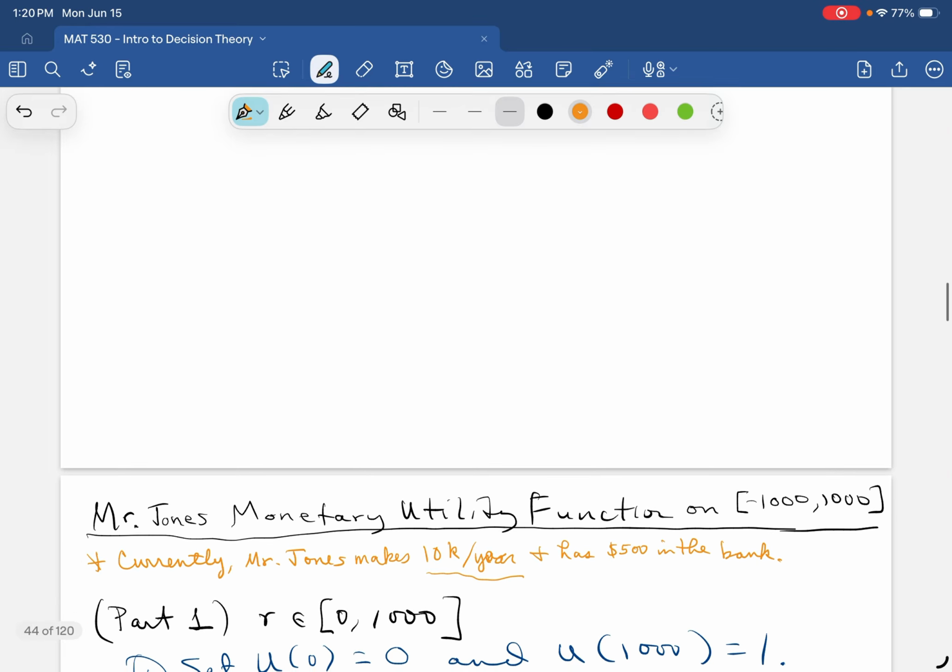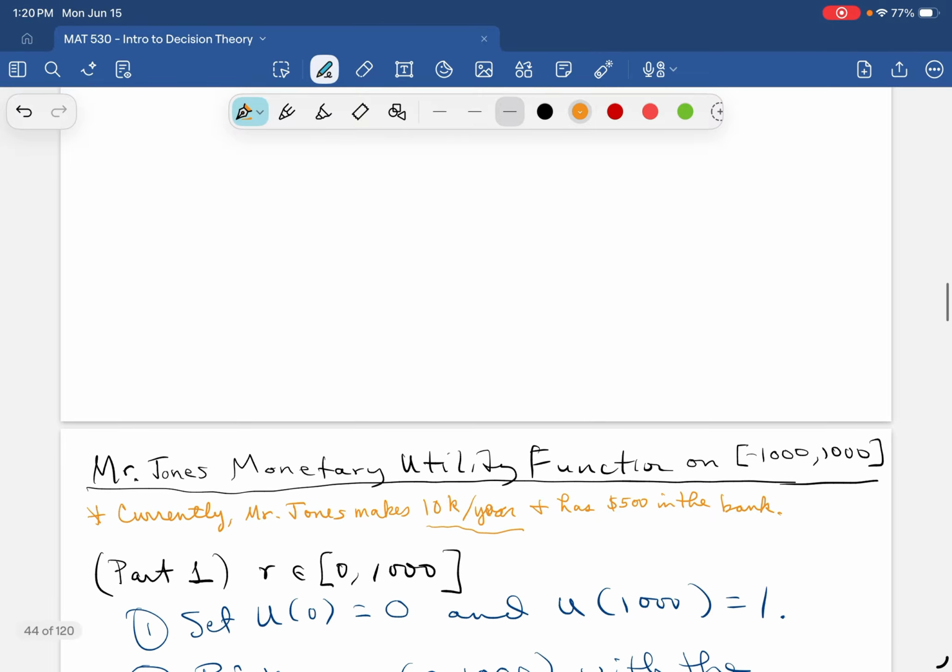So first, we're going to look at the reward, and in this case, the reward is monetary reward. So if the reward R is between $0 and $1,000, let's start by saying we're going to set U of 0 equal to 0 and U of 1,000 equal to 1. So we've got to find a starting point. So we're going to say that Mr. Jones values no extra money, none at all. And we're going to set the value of $1,000 at 1. And then everything else will be relative to those 2 points.